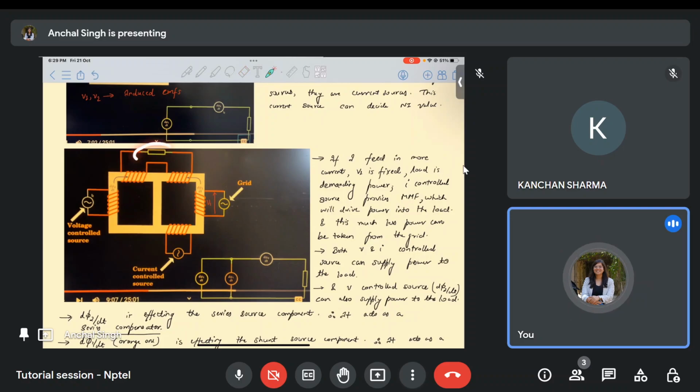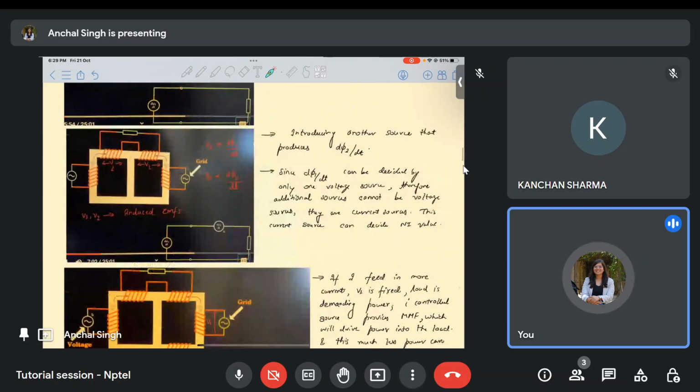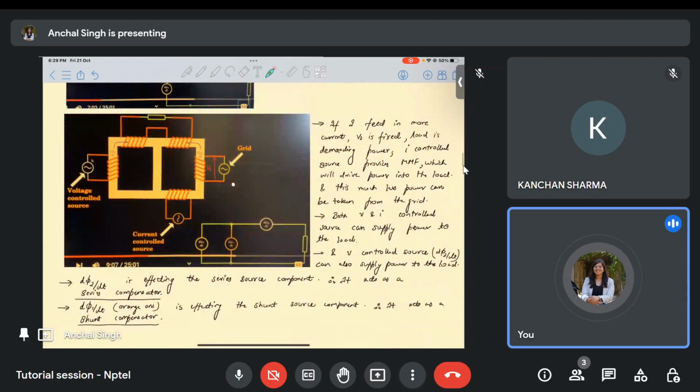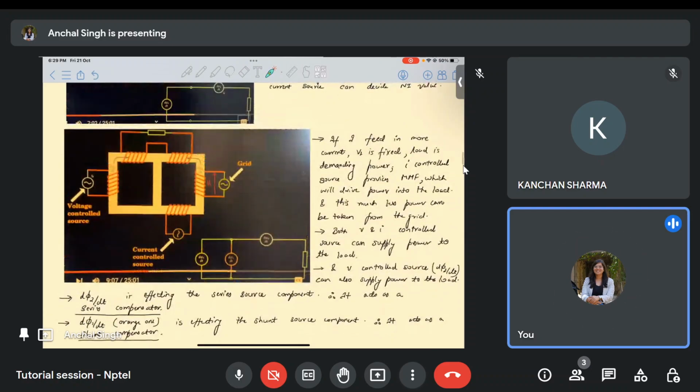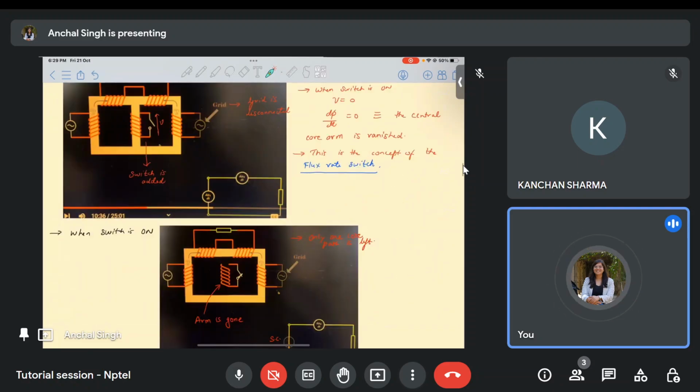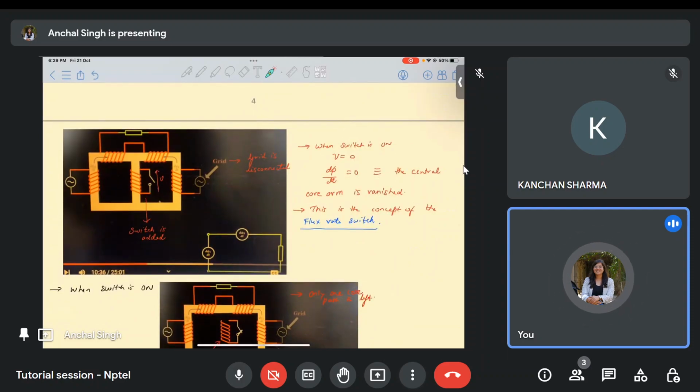So the burden on the grid alone is reduced. Initially, if 100 watts of power was given by the grid to the load, then in this case, let us say 50 watts is given by the grid and the remaining 50 is given by the current control source. So the power burden on the grid has reduced, and the equivalent circuit for this can be drawn as this. Since it is a current control source, its equivalent will be connected in shunt to the voltage source. Now, to control the working of this circuit, depending on whether I have a grid or not, let me put this arrangement.